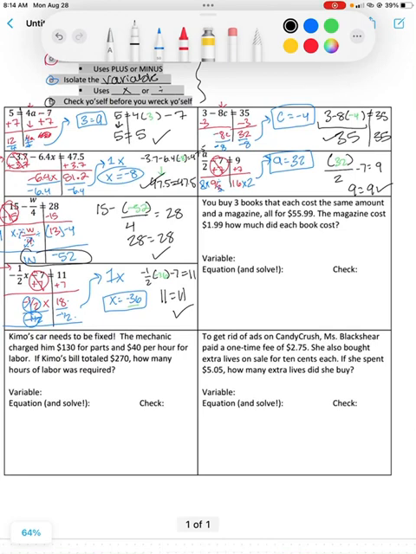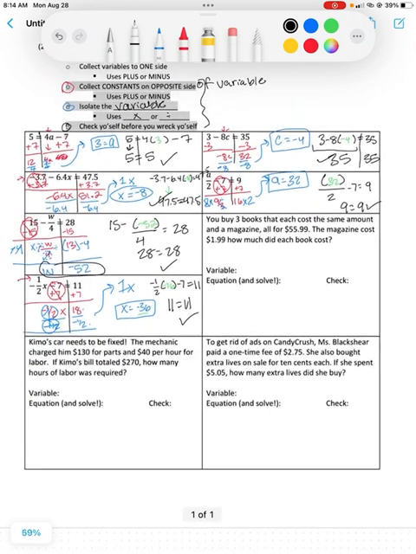Okay, so you buy 3 books that each cost the same amount and a magazine, all for $55.99. The magazine costs $1.99. How much did each book cost? So the thing that we don't know is going to be the variable. It says how much did each book cost. So we'll call the variable X, and we'll say that's the cost of each book.